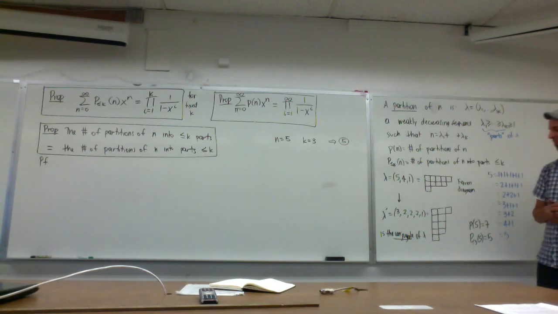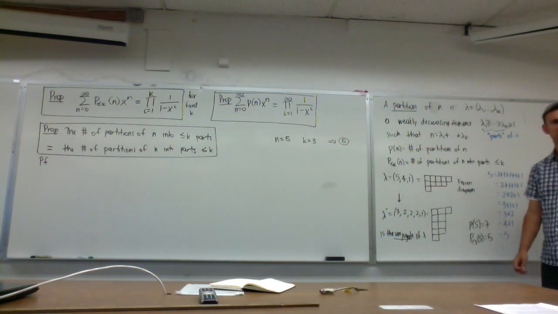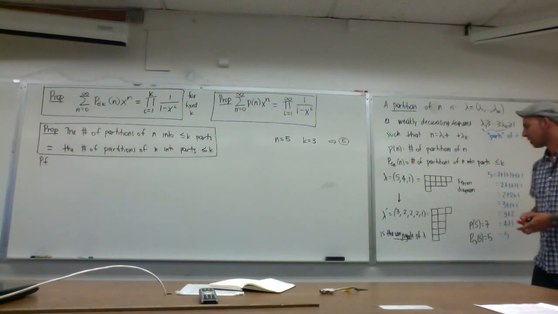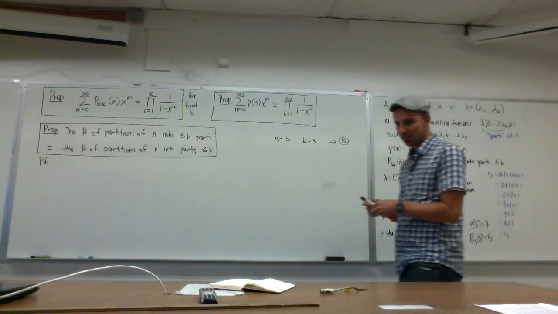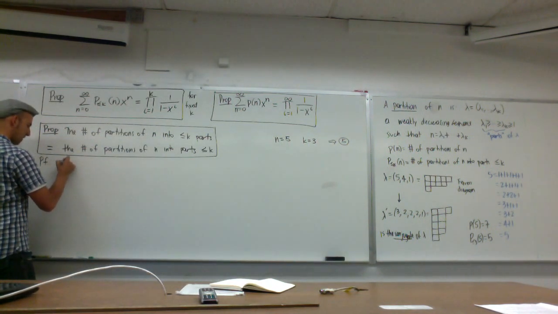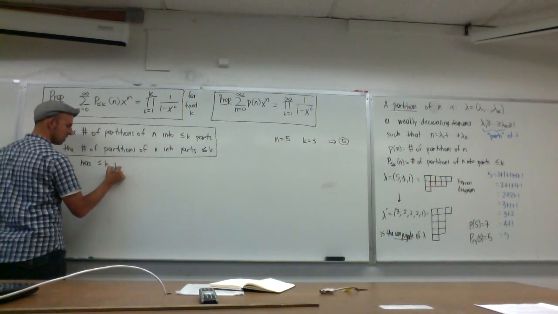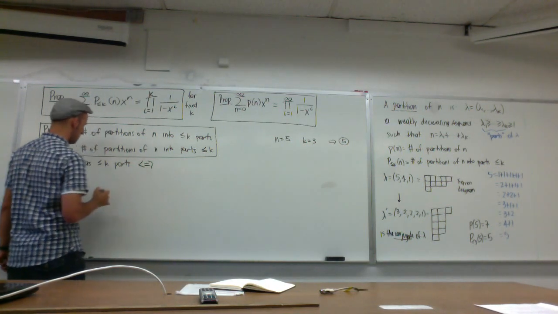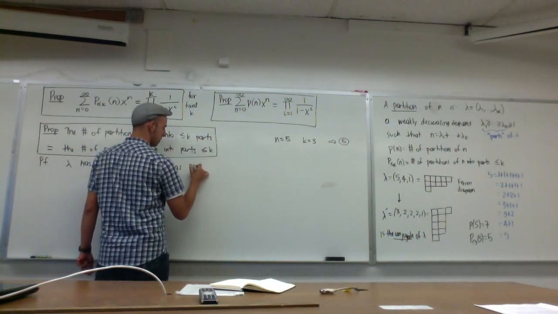As is often the case for the word conjugate, it's nice if when you conjugate and then you conjugate again, you get back what you started with, and of course that happens here. And so what happens? Well, the thing is that lambda has less than or equal to k parts if and only if lambda prime has parts less than or equal to k.